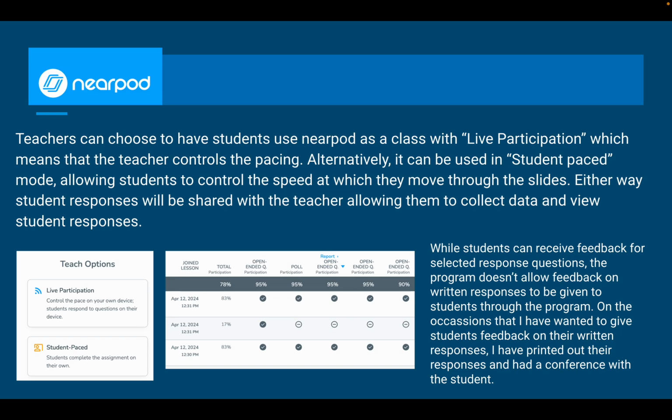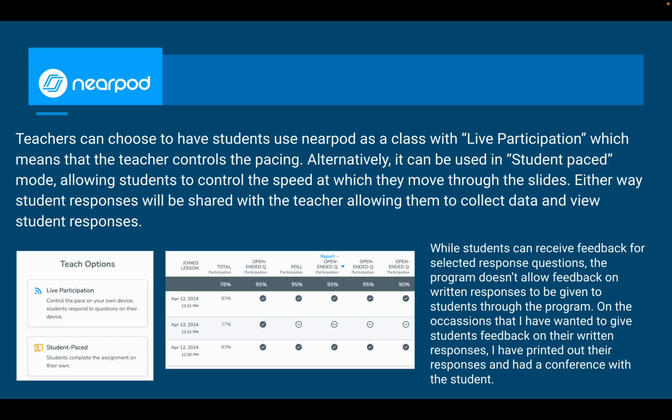So teachers can choose to have students use Nearpod as a class with live participation, which means that the teacher controls the pacing, but students follow along and interact on their own devices, but they aren't controlling the pacing. Or they can use it as student paced, which allows students to control the speed at which they move through the slides. And this is really good for asynchronous work. So when I was teaching remotely, we had synchronous days and asynchronous days. And I would use live participation when we were all together in the Zoom. And I would use student paced when it was an asynchronous day.